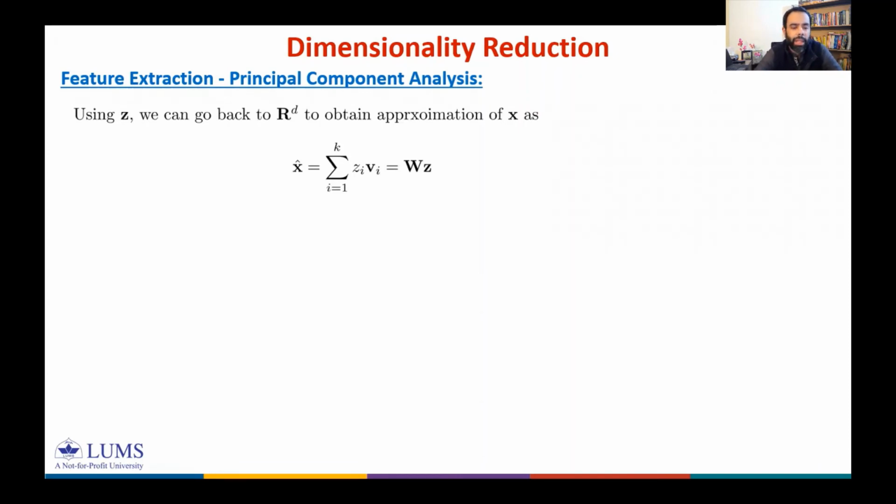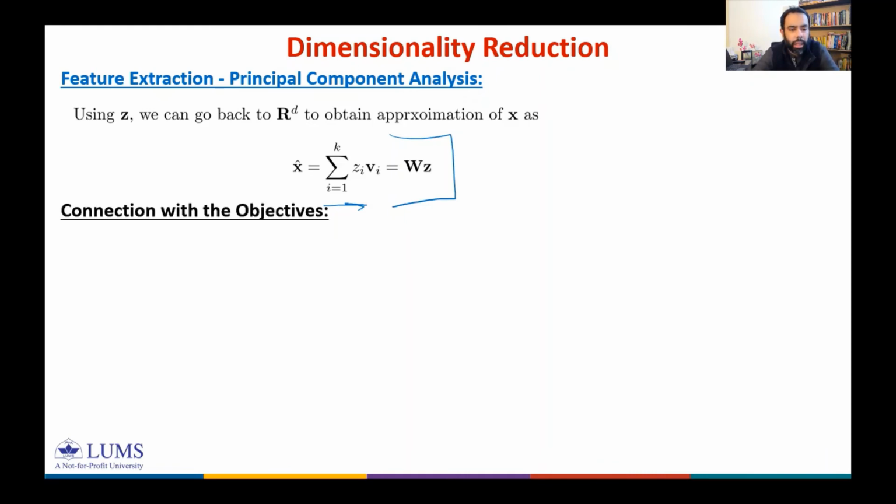So X hat will be simply given by, this is how we defined it. And in matrix notation, you get W times Z. And you can indeed show that this choice of W minimizes the mean square error between X and X hat. Okay.